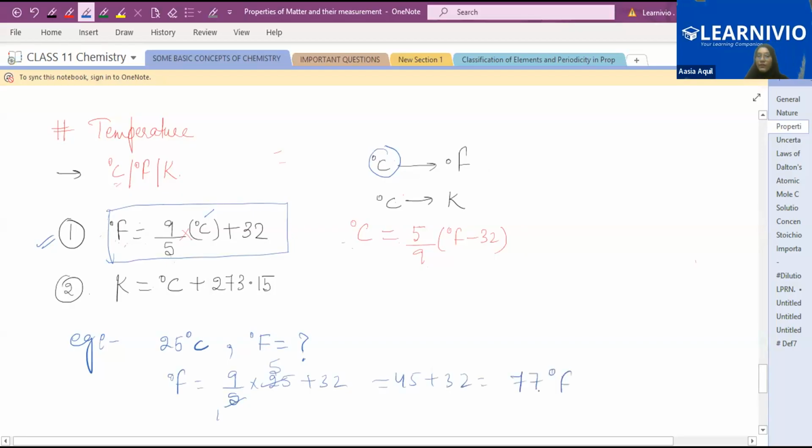Now tell me what the temperature will be in Kelvin. Just use this formula: Kelvin is equal to degree Celsius plus 273.15. Sometimes for ease, we can just take 273. Just quickly calculate it and tell me the answer. In Kelvin, what will be the temperature?